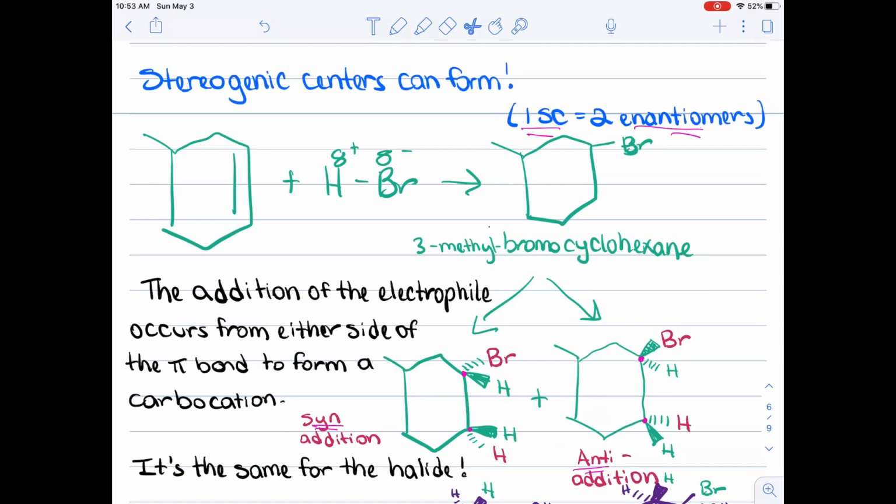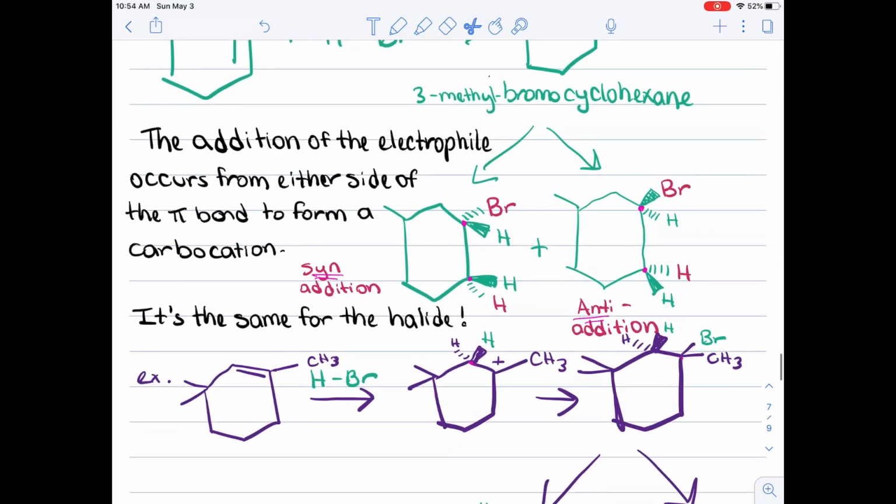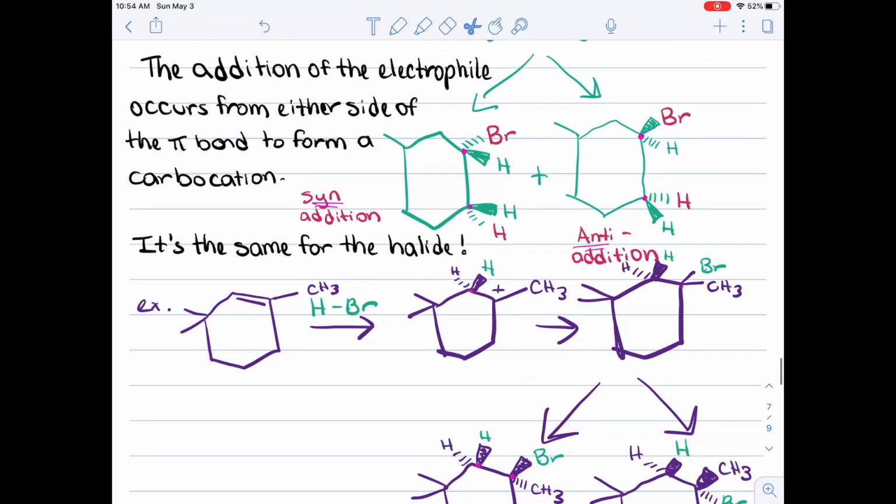Let's look at an example. Let's look at methyl cyclohexene reacting with hydrogen bromide. And now it creates a 3-methyl bromocyclohexene. Let's start looking at the stereochemistry of this. One thing to remember is that the hydrogen and the bromine can attack from either side. They can do a front side attack or a back side attack. That doesn't matter. So let's take, for example, this one.